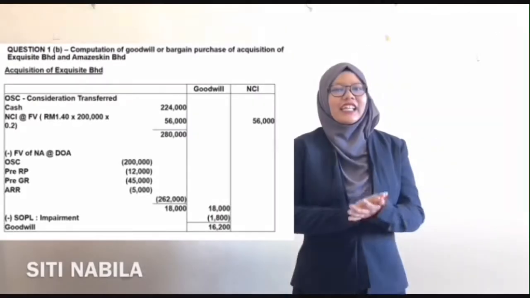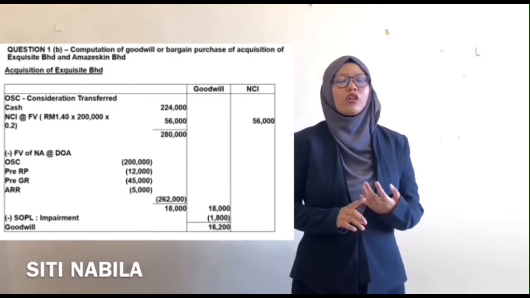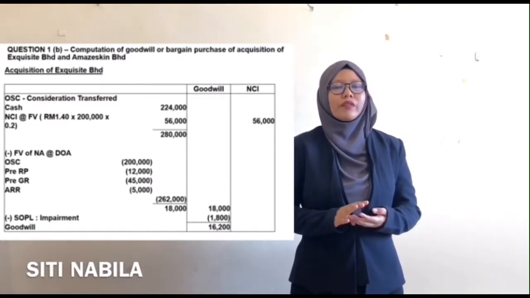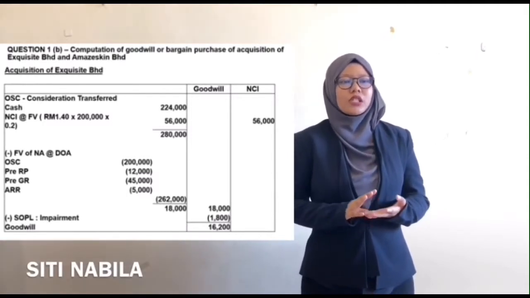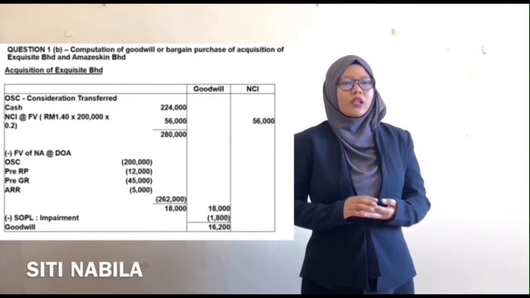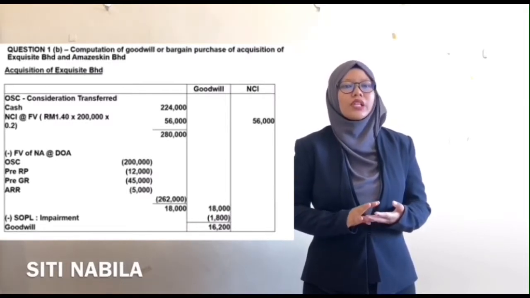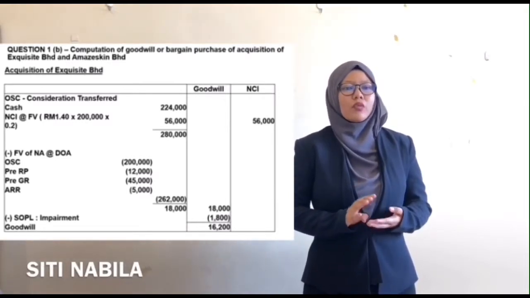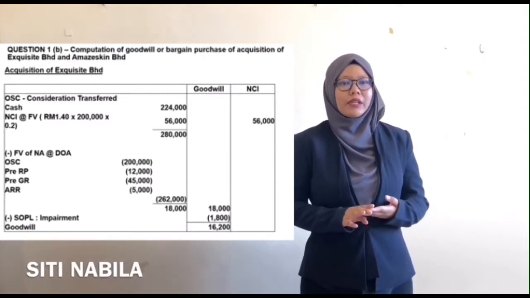Okay, next we move to question 1B, which is the computation of the goodwill or bargain purchase for the acquisition of Acquisite Berhad and also Amiskin Berhad. So first, for the acquisition of Acquisite Berhad, we calculate the consideration transferred, which comprises cash of 224 million plus the NCI at fair value, which is 56 million. So we get the total of 280 million.